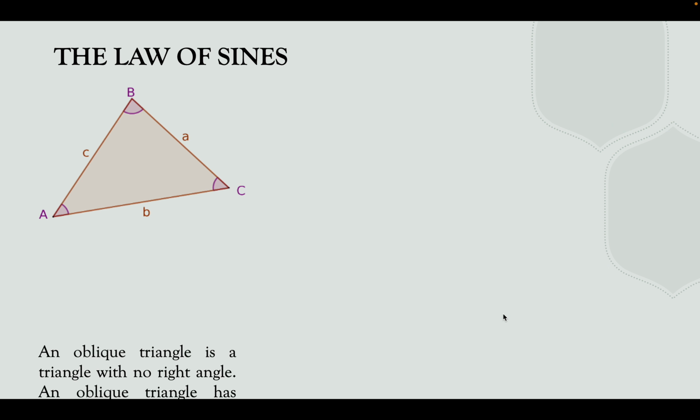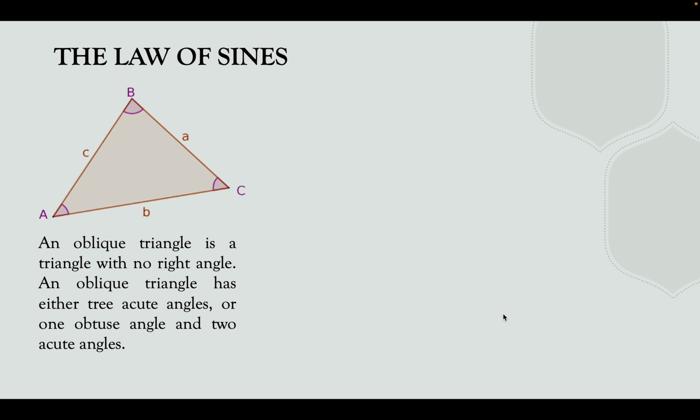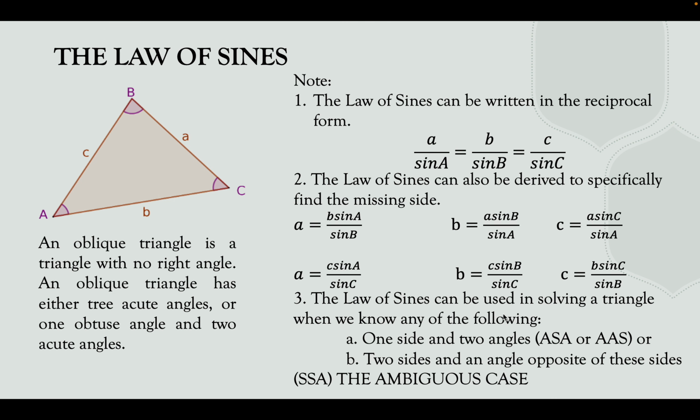Now, in our previous lessons about trigonometry, for example, the six trigonometric ratios, the special right triangles, and also the angle of elevation and angle of depression, we usually use the right triangle as our given triangle. Now, in the law of sines and also the law of cosines, we will now use the oblique triangle.